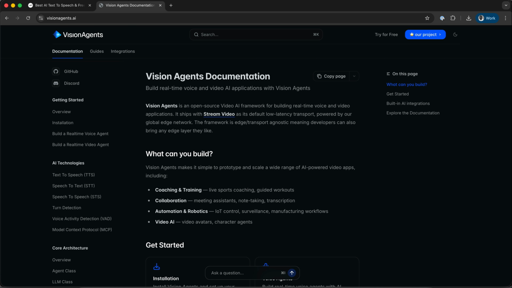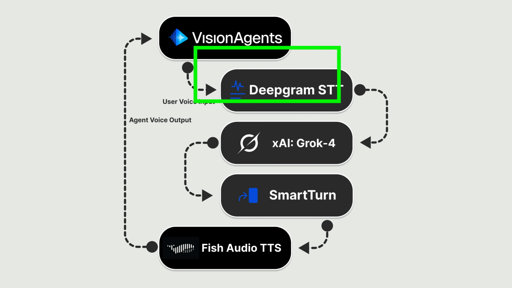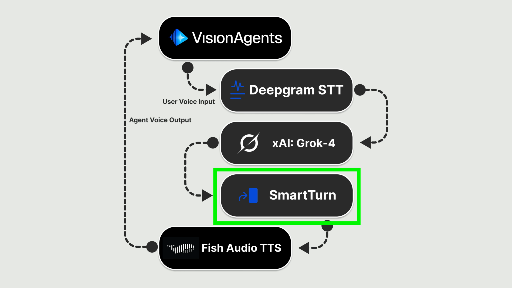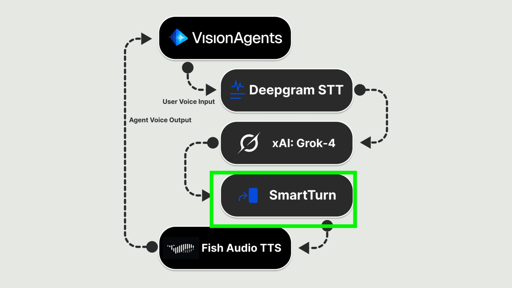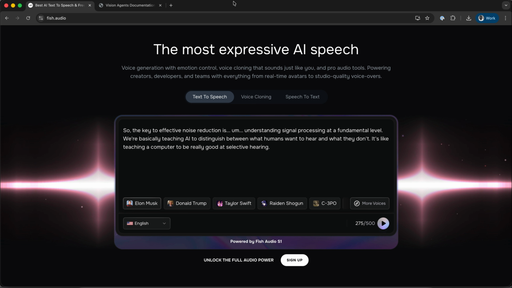So in this example, we have Vision Agents as the agent building platform. The application we want to build will take a user input from Vision Agents and use Deepgram to convert the speech input into text. We will use Grok 4 from xAI to process the transcribed audio. For turn detection, we are going to use the open source project called Smart Turn. To stream back the agent's voice output to the user, we are going to use the framework called Fish Audio. Using Fish Audio, you can build text-to-speech, voice cloning, and speech-to-text applications.